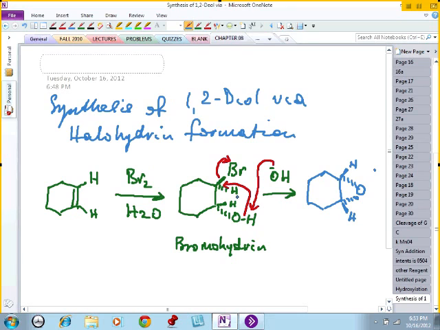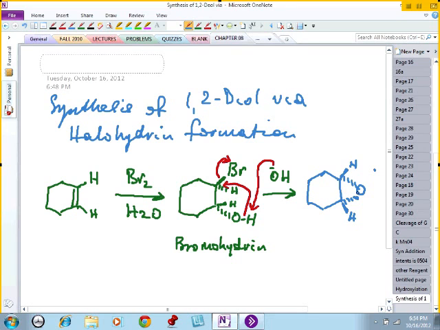So this is another way in which we could form an epoxide. We could form an epoxide by performing the halohydrin reaction, in which we react bromine in water or chlorine in water with an alkene, a carbon-carbon double bond. That gives us the trans halohydrin, either bromohydrin or chlorohydrin. And then you now take sodium hydroxide or potassium hydroxide, react with the halohydrin to now form the epoxide.